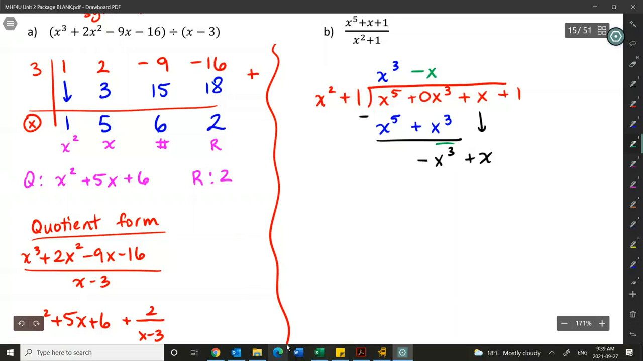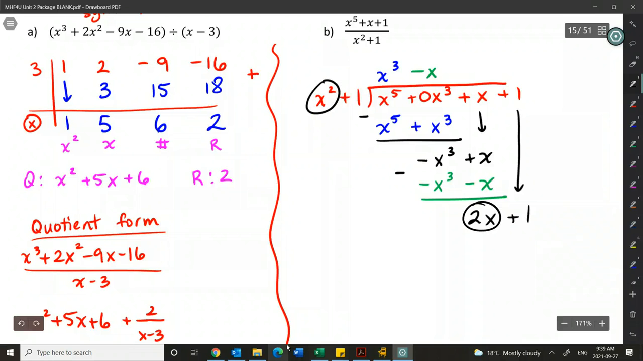Okay, so that comes from negative x cubed divided by x squared. Then you do negative x times 1, so it's just negative x. And then since it's negative and negative, that will become positive 2x on there. Then you drop down the 1 plus 1. I actually can't do x squared into 2x, so that tells me that that must be my remainder.